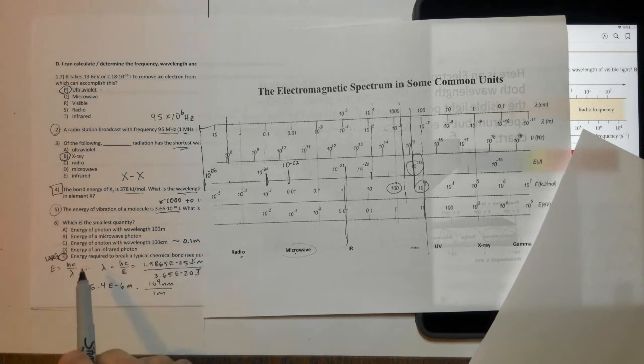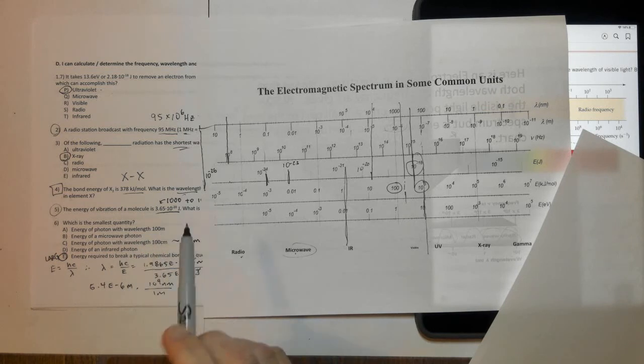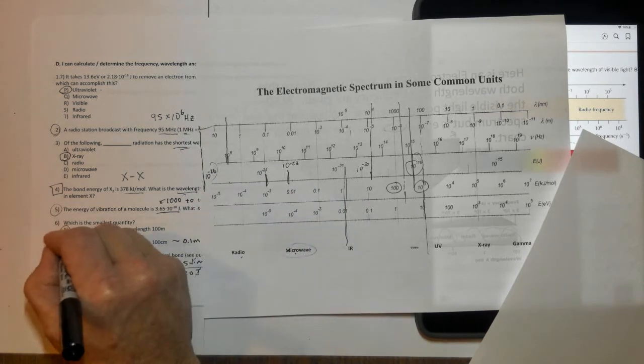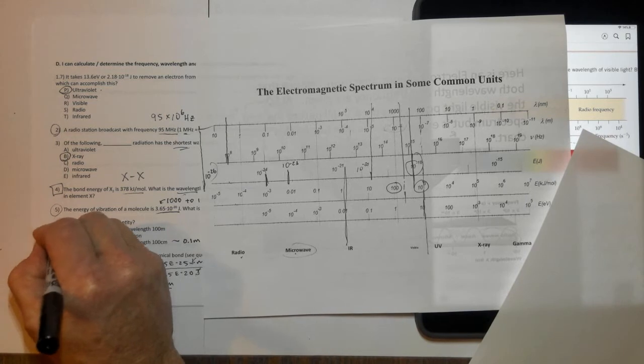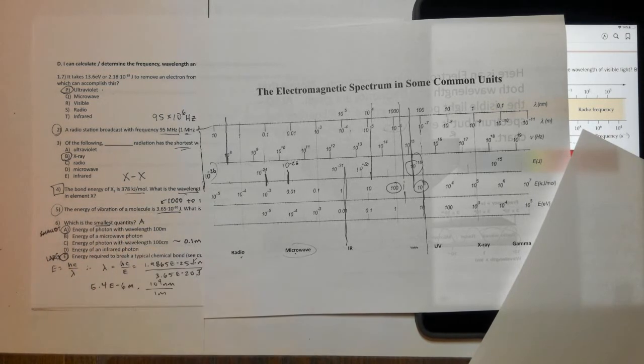And then the smallest quantity would be the energy of the photon with the 100 meters wavelength right here, which would be 10 to the negative 26th, which would be A, which would be the smallest right here. And so it says, which is the smallest quantity? Letter A right here would be the smallest quantity. The largest would be letter E. You should be prepared to answer either of those questions, which is the smallest and which is the largest. And now you can see what order they were in.